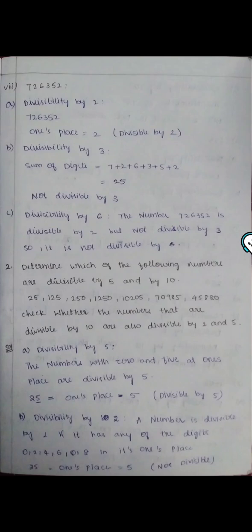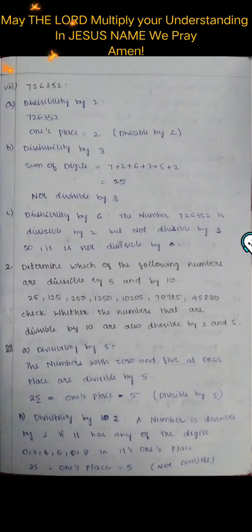Next bit is 726352, divisibility by 2. If we check in the ones place, it is 2, so it is divisible by 2. And divisibility by 3, if we add all the digits, we get 25, which is not divisible by 3. So here this is not satisfying one of the conditions, that it is not divisible by 3. So we can say that the number 726352 is not divisible by 6.